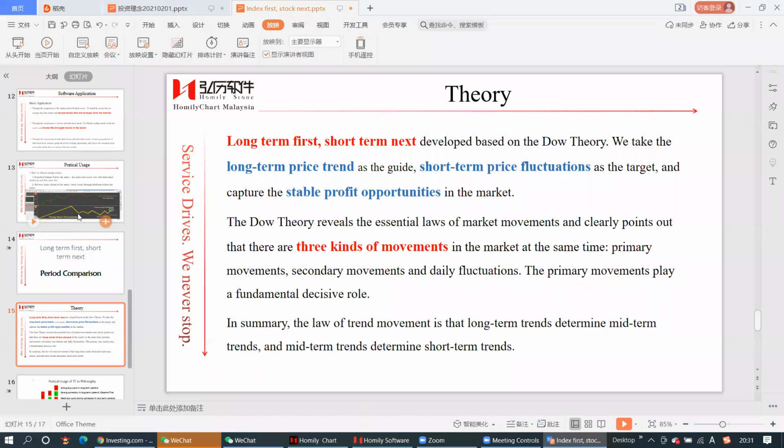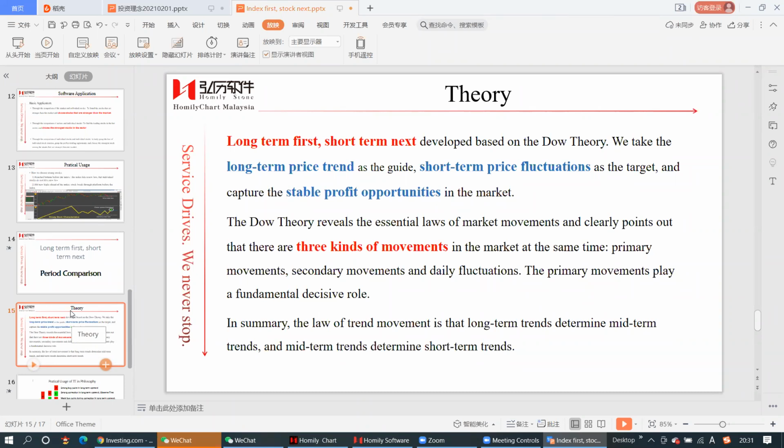The Dow theory reveals the extension law of the market movement and clearly points out that there are three kinds of movement. What are the three kinds of movement? First is the primary movement, then the secondary movement, and the daily fluctuation. It also means that from the long term, we zoom in to see the short term, and the primary movement plays a fundamental defensive role.